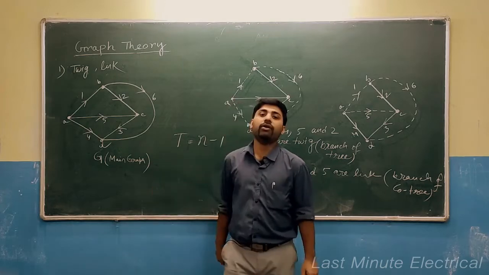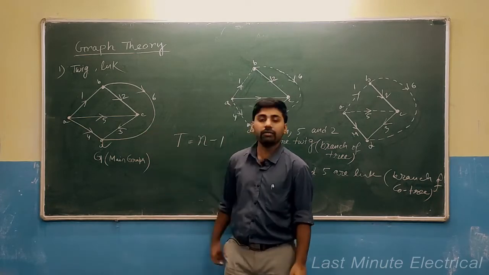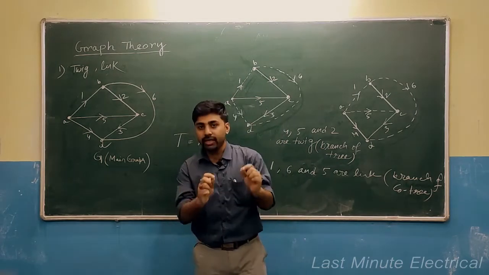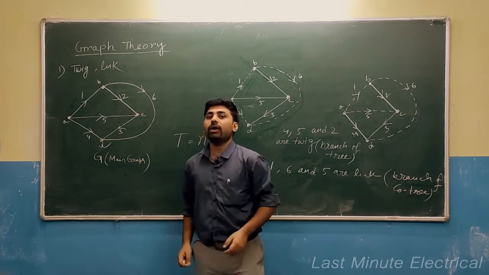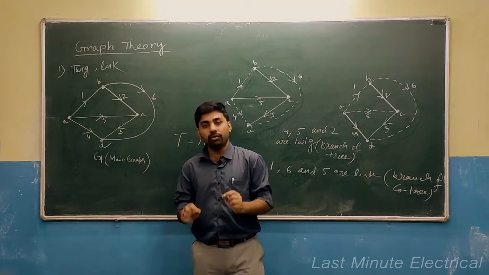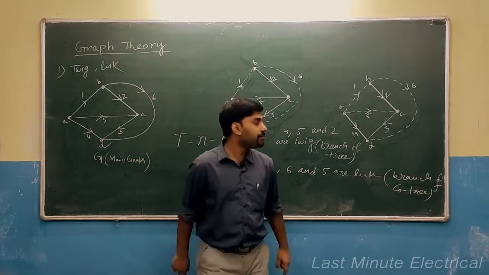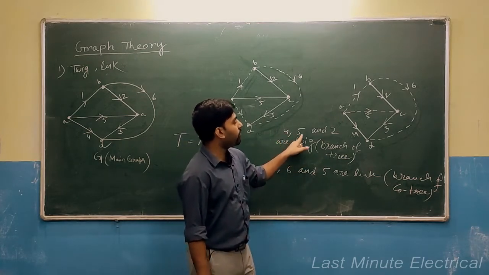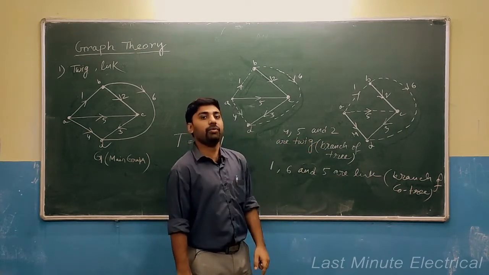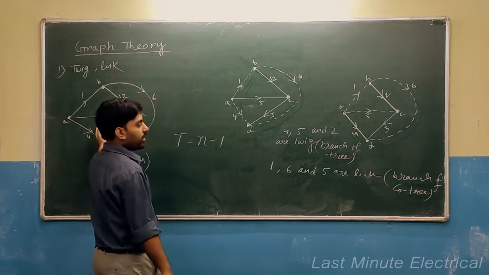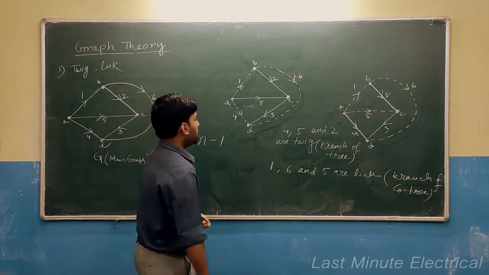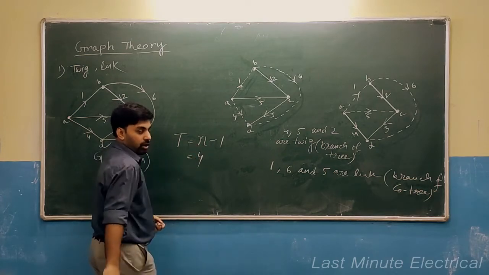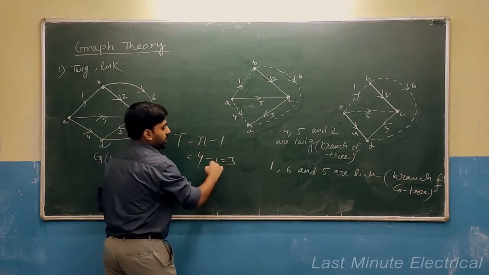Here the graph contains 4 nodes, so the number of twigs in your tree will be n minus 1, that is 4 minus 1 equal to 3. Okay. Now if you check, how many twigs are present? 4, 3, 2, so 3 twigs are present. Why? Because your graph contains 4 nodes, so n will be 4, so 4 minus 1 is equal to 3.